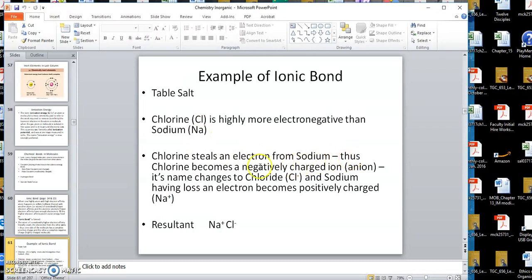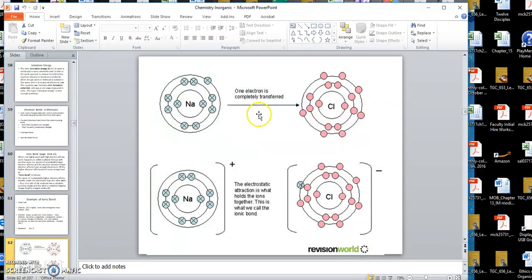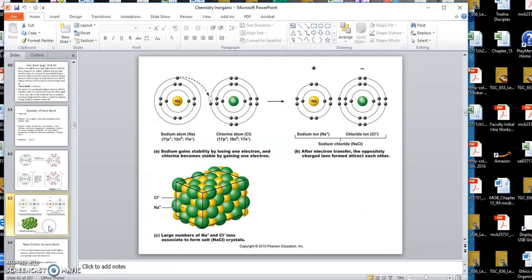It steals an electron from sodium. Thus, chlorine becomes negatively charged, an anion. Its name even changes from chlorine to chloride, and sodium, having lost an electron, becomes positively charged. They're held together because of this opposition in charge. So look at that in the textbook. Here again is to show you how it literally steals this electron and puts it there. All right. Here again is an example of that. So you'll have to really dig deep and study it, and then email me questions if you have some.